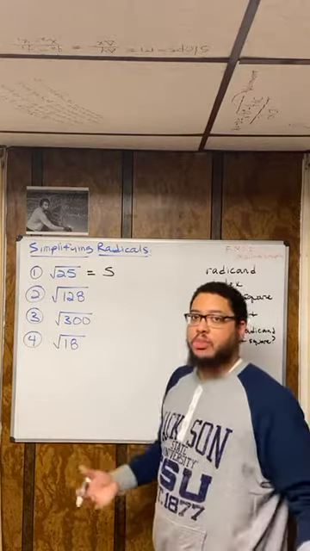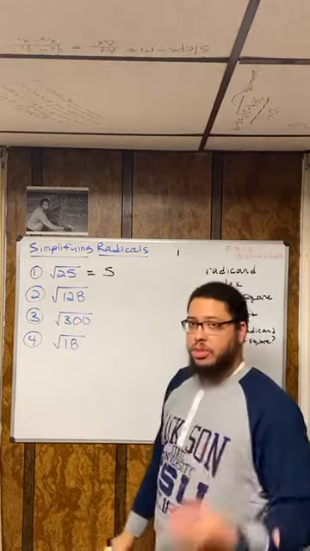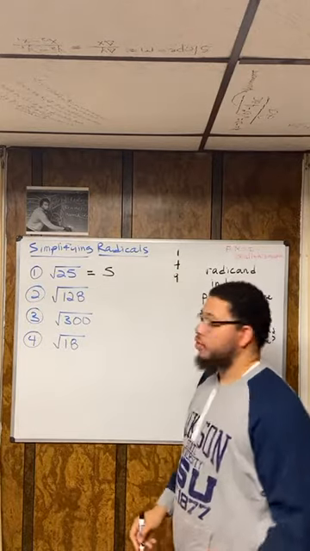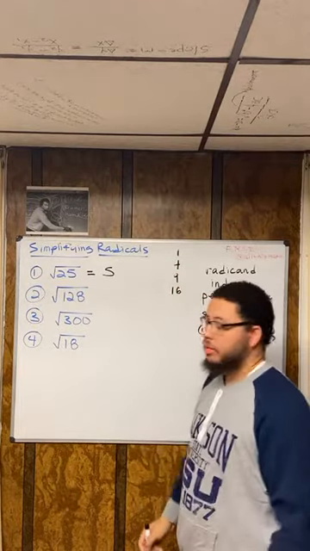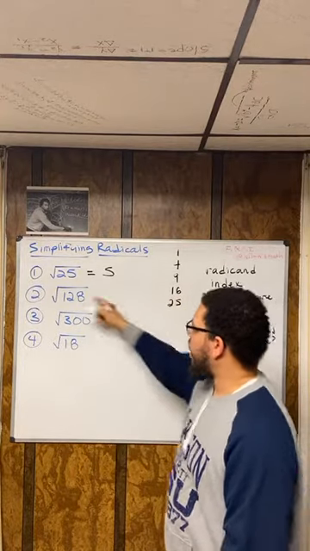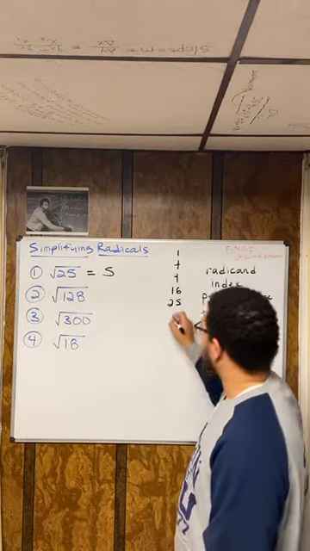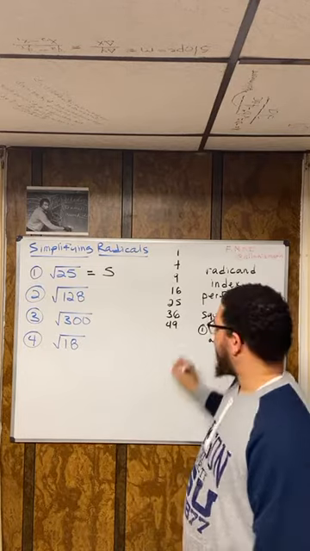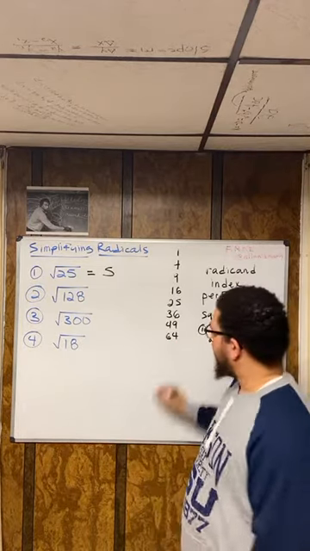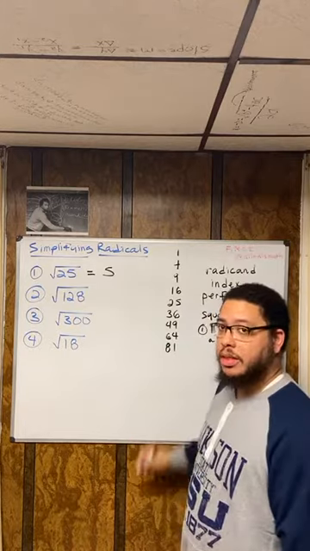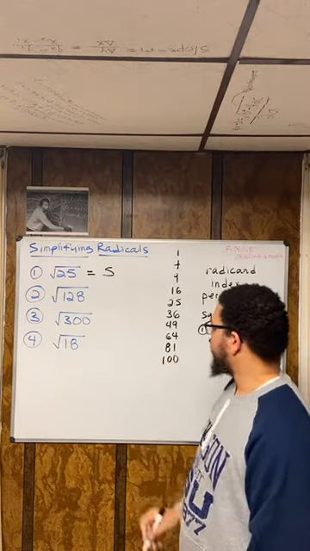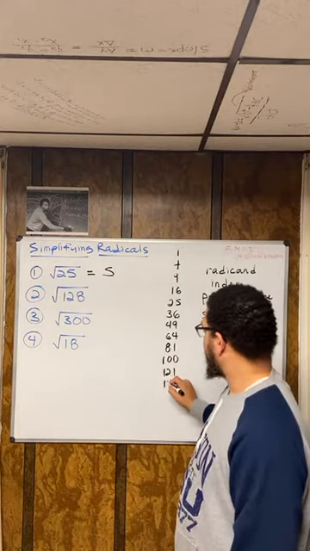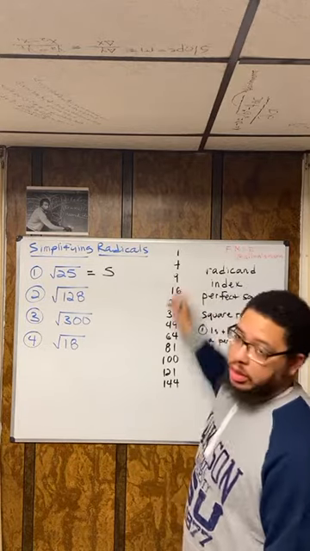So let's say 1 times 1. That's 1. 2 times 2, 4. 3 times 3, 9. 4 times 4, 16. 5 times 5, 25, like we just had right here. 6 times 6, 36. 7 times 7, 49. 8 times 8, 64. 9 times 9, 81. 10 times 10, 100. 11 times 11, 121. 12 times 12, 144.